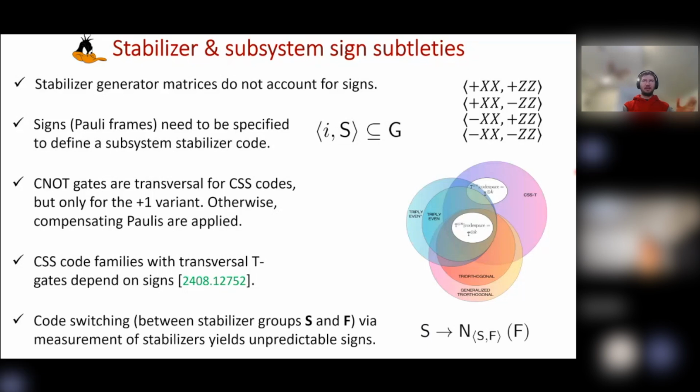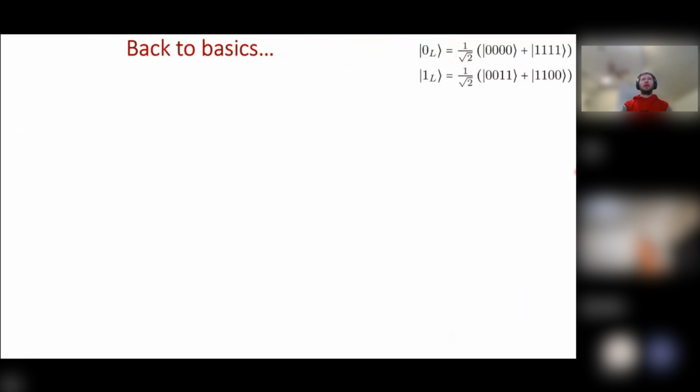And as I mentioned, when you do this kind of code switching, the signs will be random because you're doing a measurement, and you have to keep track of them. Okay. So that's the subsystem section. It's very brief because the Boulder lecture notes take care of it in more detail.